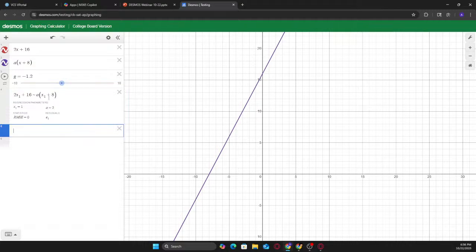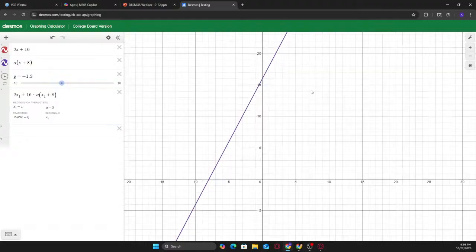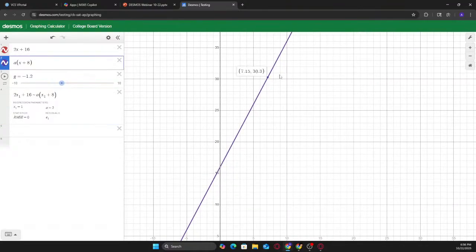Alright, so I already had a set value for a. So this is basically the representation of linear regression. We have 2x1 plus 16, so this is represented as a constant, a, times x plus x1 plus 8. Now here's the thing. With this regression, x1 is considered a constant. We don't want it to be a constant.